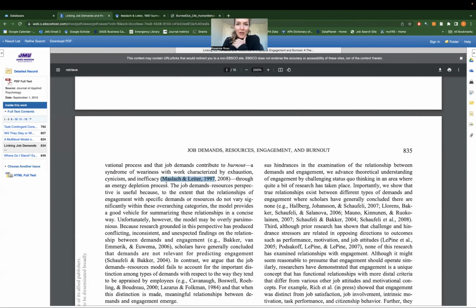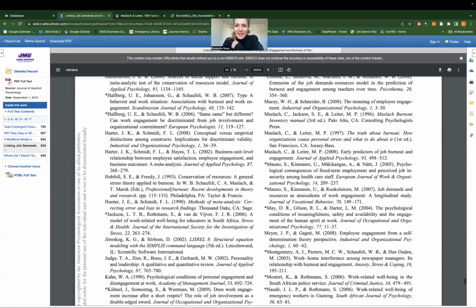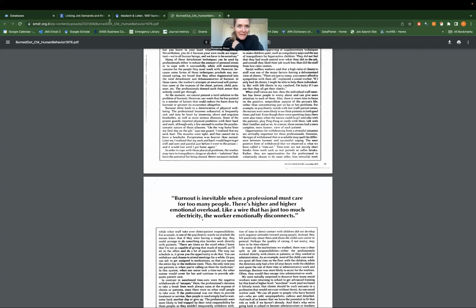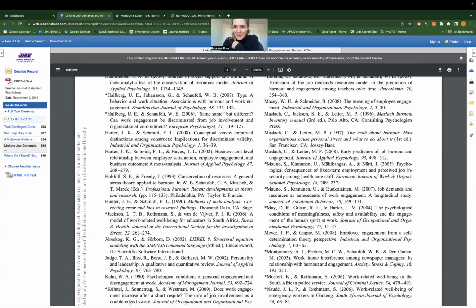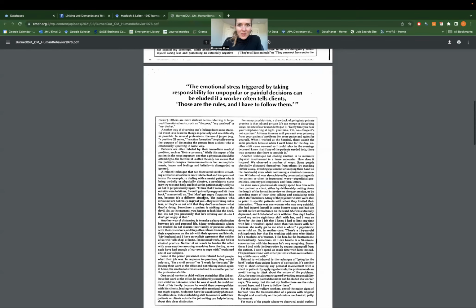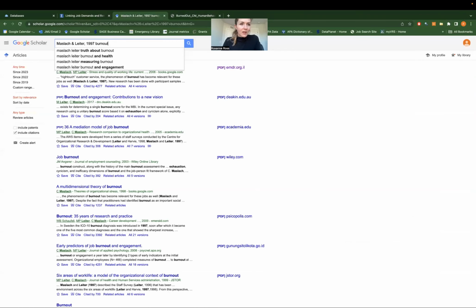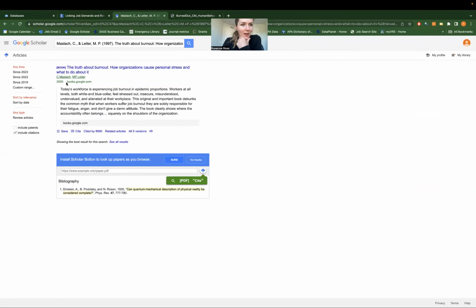A better way to do this would be to look in the references and see the actual reference that they use. So here we have this reference. I'm not sure that that's the one I found. Okay, so that's a book.